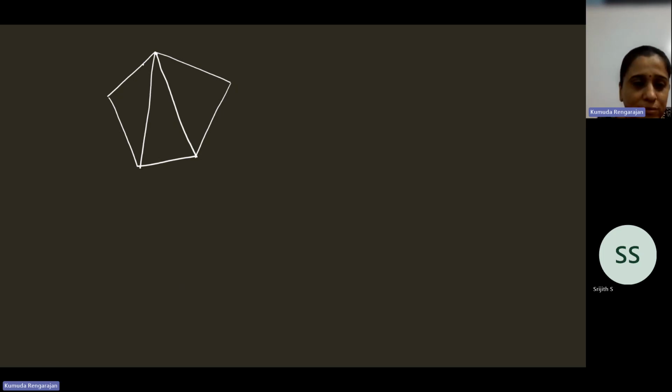Now, what is the sum of these 3 angles? 180 degrees. Now, see here. We are not using the same angle again, okay? See here. Now, what's the sum of these 3 angles? Okay. Now, have we included all these angles? Yes, only once.